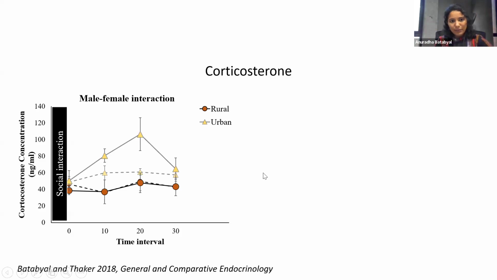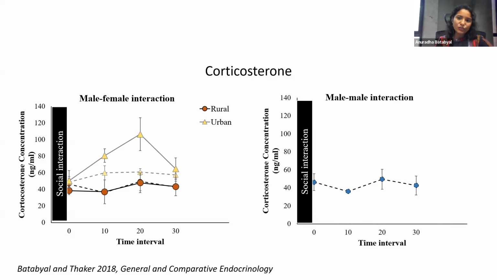And it's the exact same thing that happens in male-male interaction. So in both kinds of social interactions, these animals show the same pattern of stress. And the urban ones are always at a higher stress level. So their baseline is higher, and they also increase their stress hormones when they are going through any interaction.